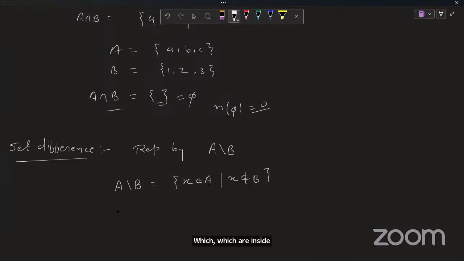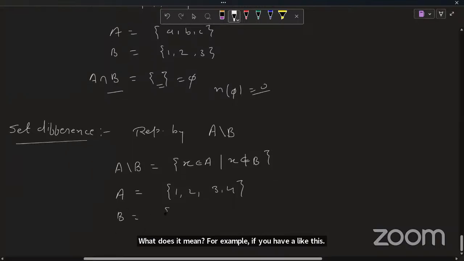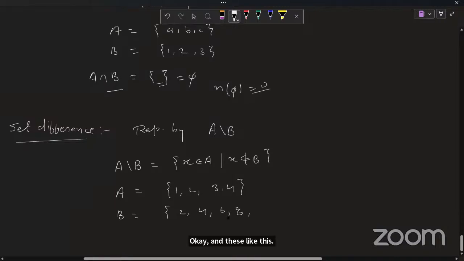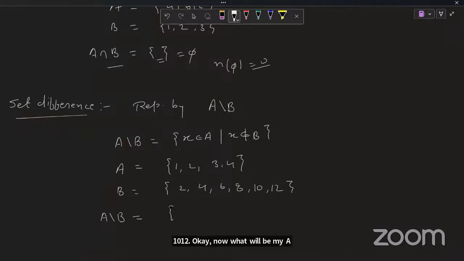What does it mean? For example, if you have A like this, 1, 2, 3, 4, and B is like this, 2, 4, 6, 8, 10, 12. Now what will be my A difference B? 1 or 4, sir? I have to exclude the elements of B, so 2 and 4.